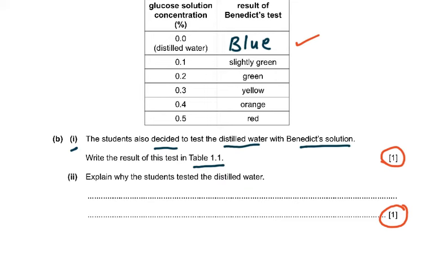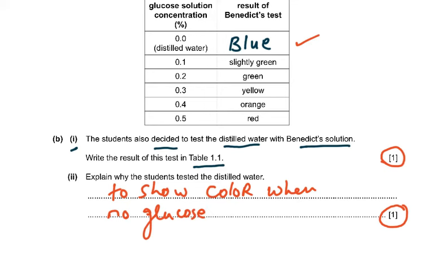To show the color when no reducing sugar is present, because you have to have a baseline that if there is no sugar, then what is the color of Benedict? Benedict remains blue. It is a blue color. To show color when no glucose present, or if you had said no reducing sugar present. So you got a mark for that.